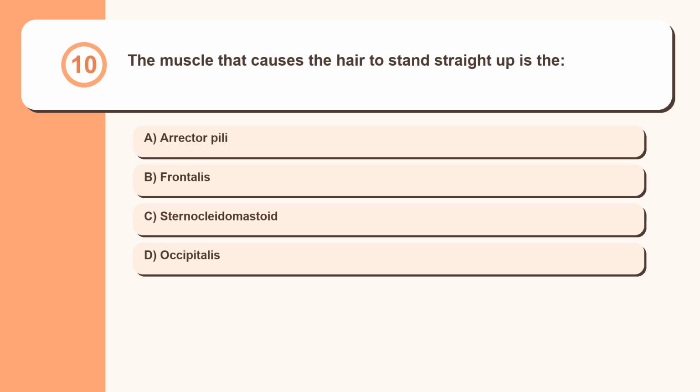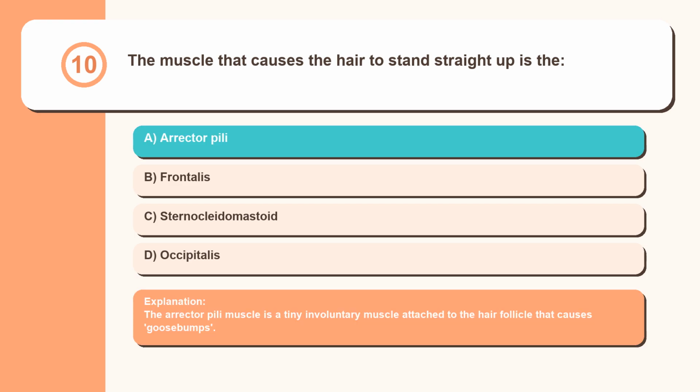Question 10. The muscle that causes the hair to stand straight up is the erector pili, frontalis, sternocleidomastoid, occipitalis. The erector pili muscle is a tiny involuntary muscle attached to the hair follicle that causes goosebumps.